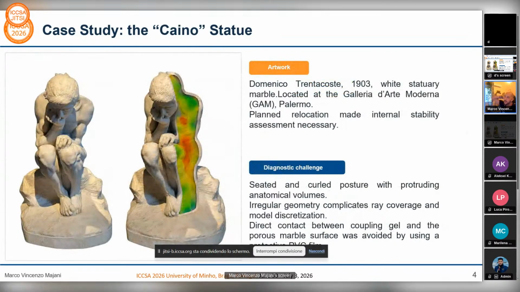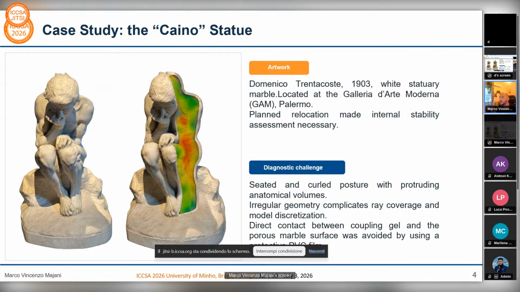A planned relocation made it necessary to evaluate the internal stability of the statue before any movement. This was especially important because the statue has a curled posture with complex anatomical volumes and many curved or protruding parts. This geometry creates two challenges. First, it complicates the positioning of ultrasonic sources and receivers on the statue. And second, it makes the tomographic reconstruction more sensitive to discretization error and edge artifacts.